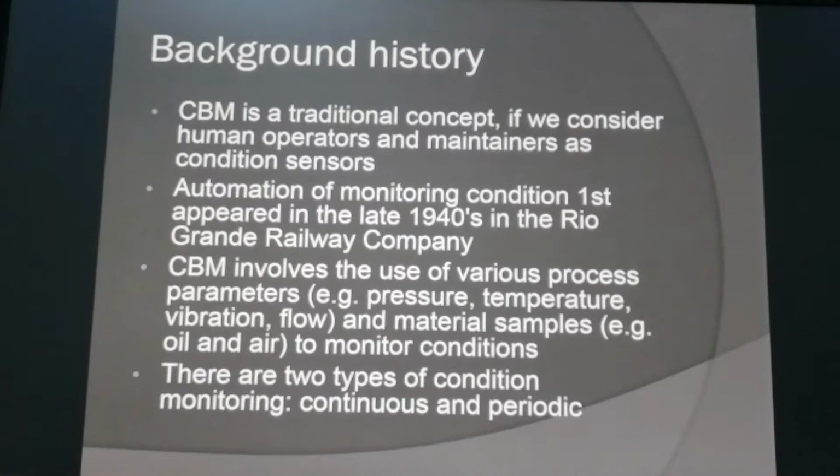Okay, we look at the background history. CBM is a traditional concept if we consider human operators and maintainers as condition sensors. Automation of condition monitoring first appeared in the late 1940s in the Rio Grande Railway Company. CBM involved the use of various process parameters, for example pressure, temperature, vibration, flow, and material samples, oil and air, to monitor condition. There are two types of condition monitoring: continuous and periodic.